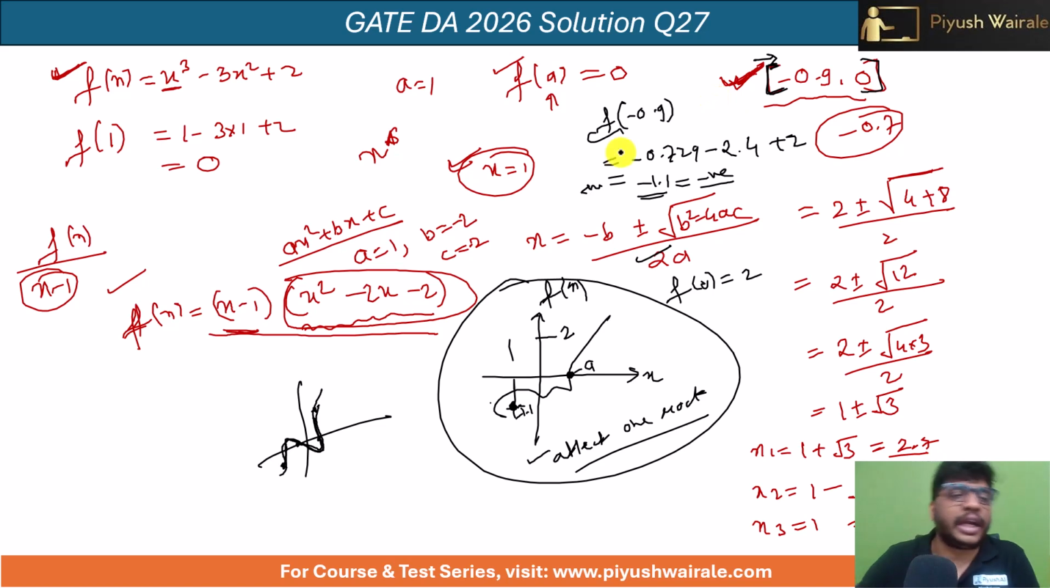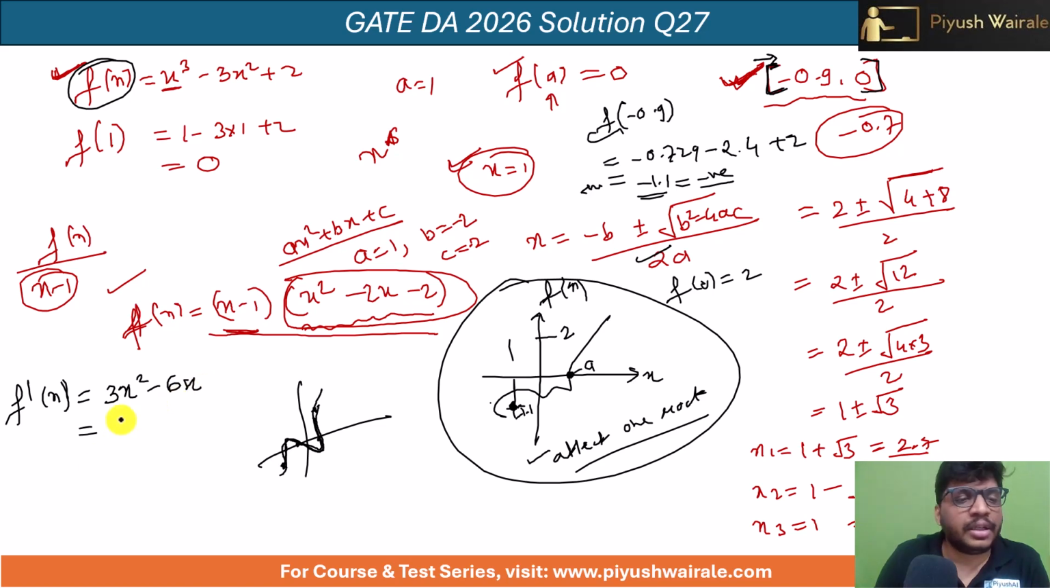Let's try to find out. How can we do that? I can find out the slope of f of x. How to find the slope here? Simply f dash of x, right? That is basically the slope of the function here. So that is equal to 3x square minus 6x. After simplifying, it will be 3x into x minus 2.